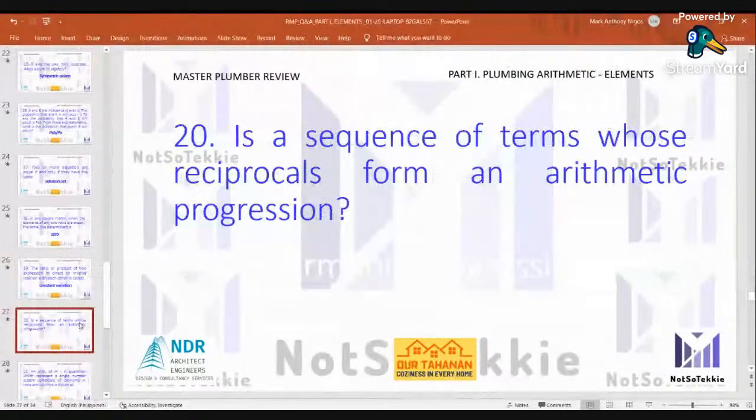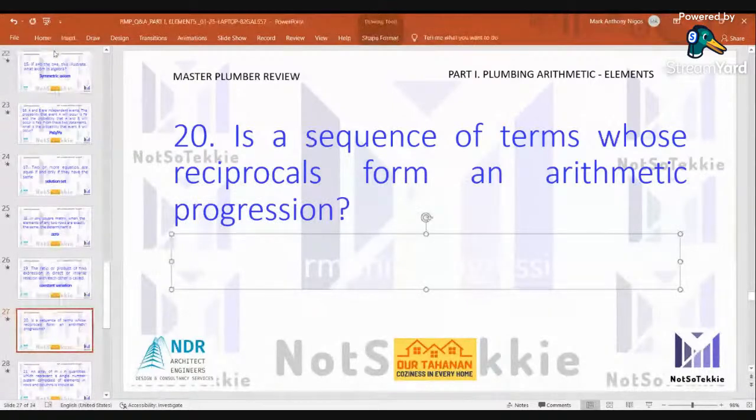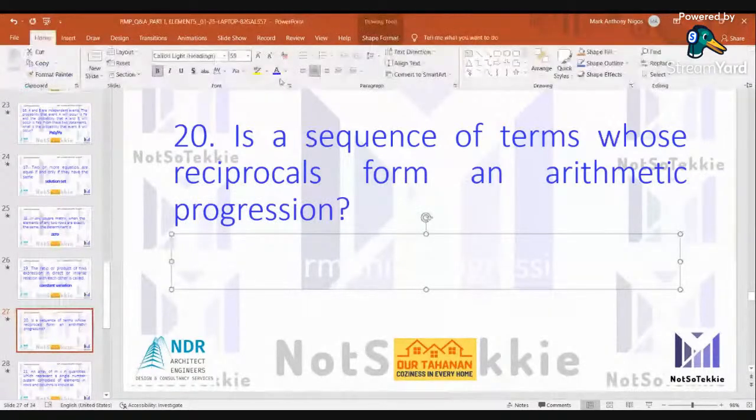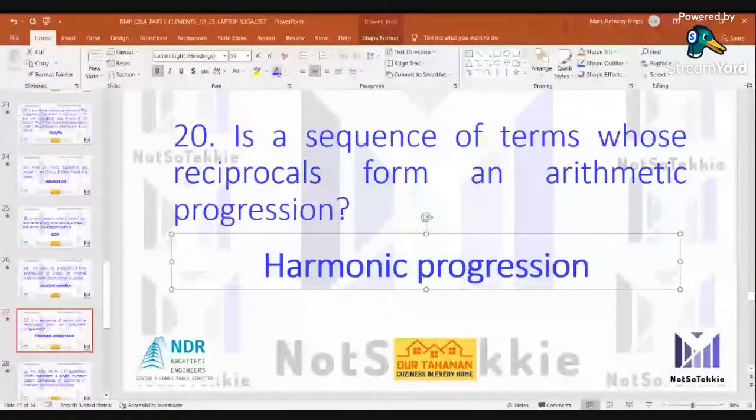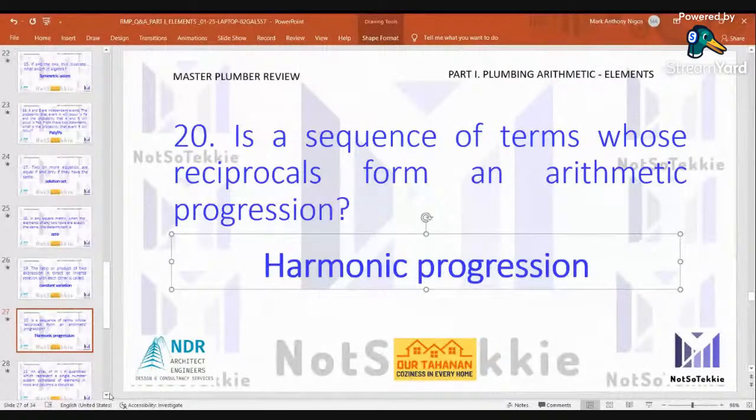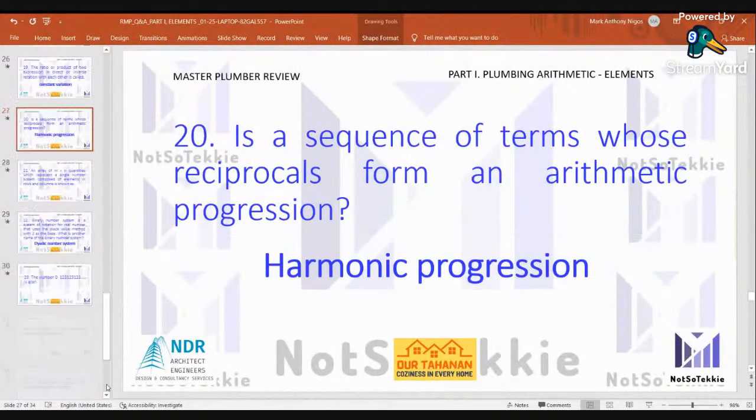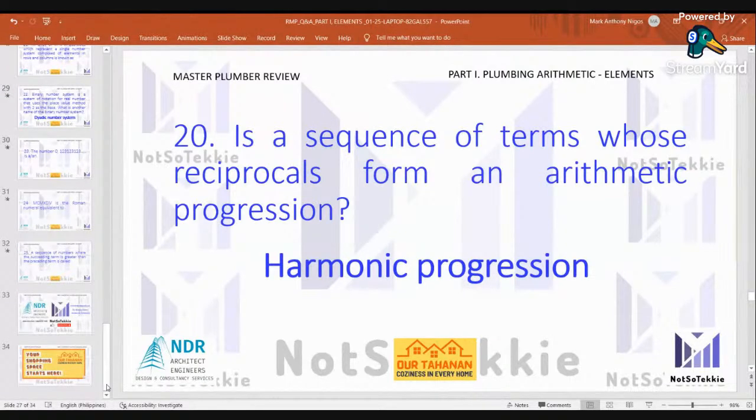20. A sequence of terms whose reciprocals form an arithmetic progression. So, ang sagot dyan ay harmonic progression. It's a sequence of terms whose reciprocals form an arithmetic progression. The answer is harmonic progression.